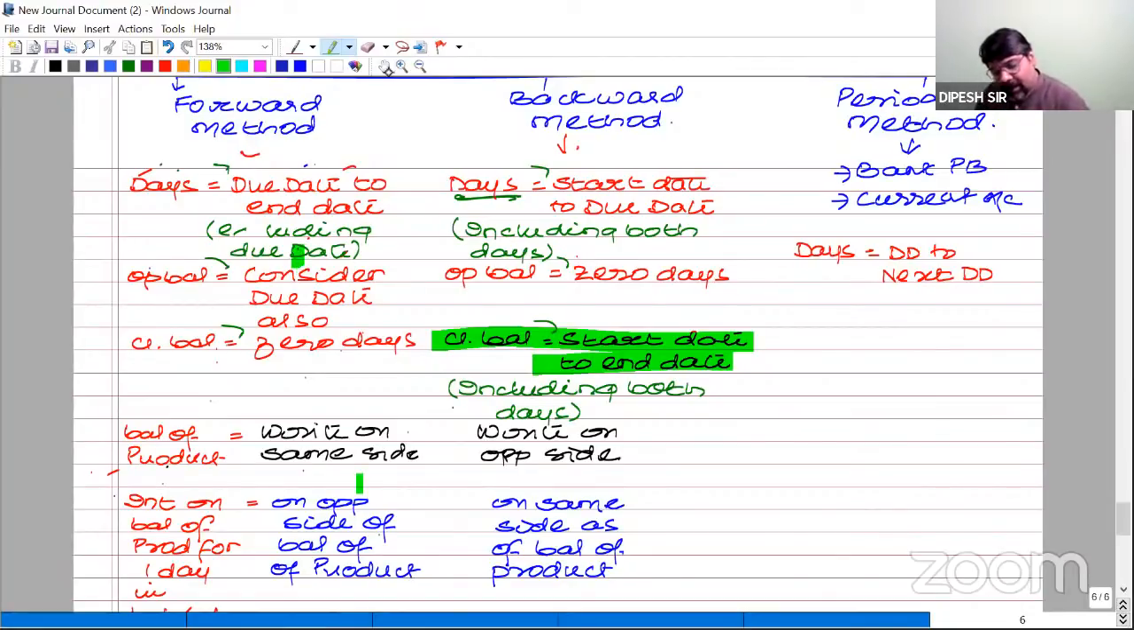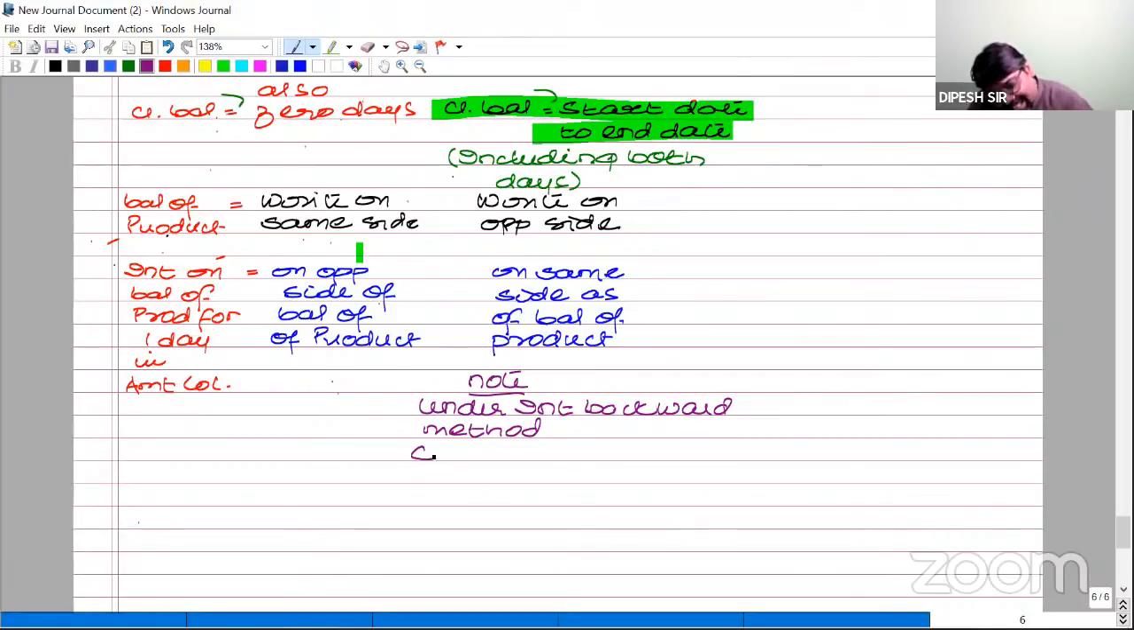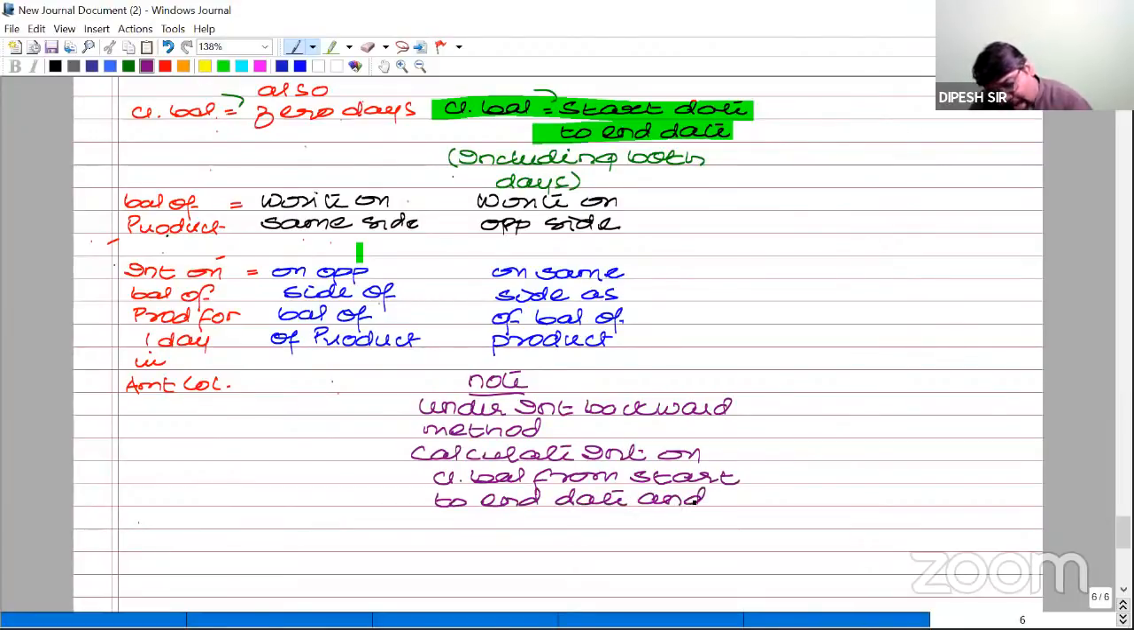But remember, one note. Under interest backward method, under interest backward method, calculate interest on closing balance from start date to end date and write in interest column.